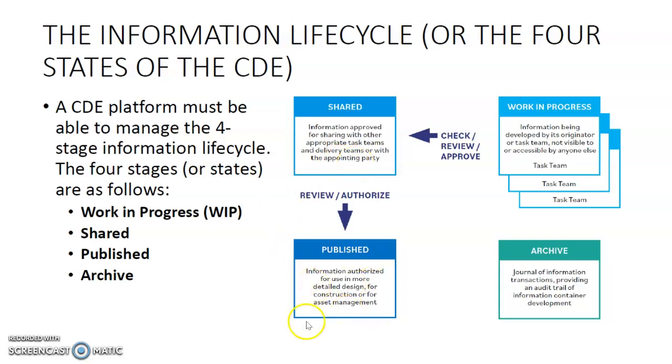Or it can be in the published state, where the information is authorized for use in more detailed design for construction or for asset management. Or the information can be in the archive state, which is a journal of information transactions providing an audit trail of the information container development. So there are 4 possible states of information in a CDE environment. Either the information is a work in progress, or it is shared, or it is published, or it is archived.